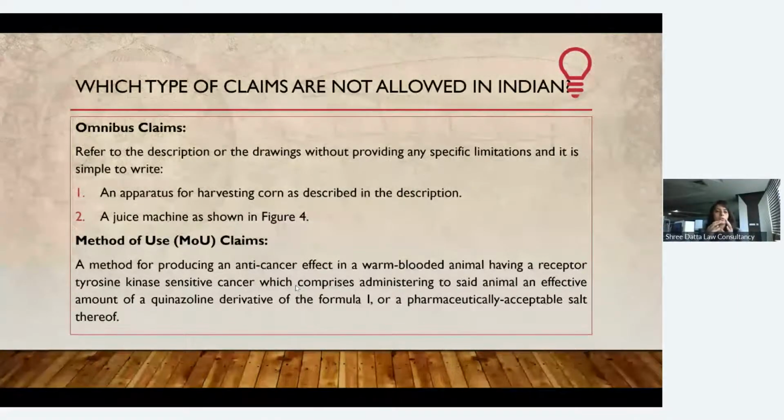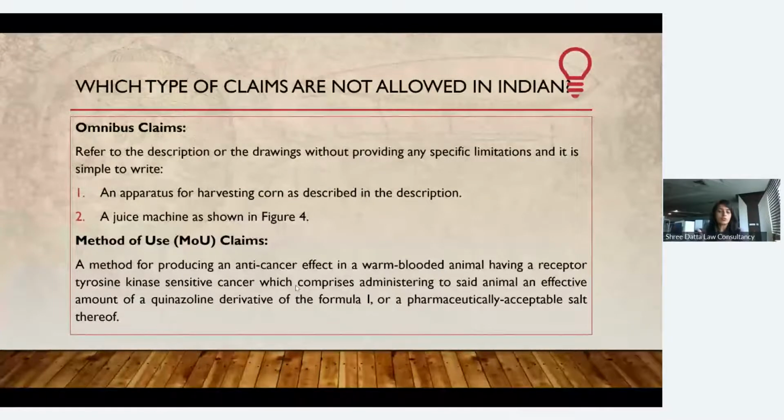So generally, what does an omnibus claim mean? They are not giving any specific details or narrowing the claims. They just refer to the description and the drawings, and write one or two lines to state the claim, like "apparatus for harvesting corn as described in the description." They have not mentioned what the features or narrower things are. So this type of claim is not allowed as per Indian patent law.